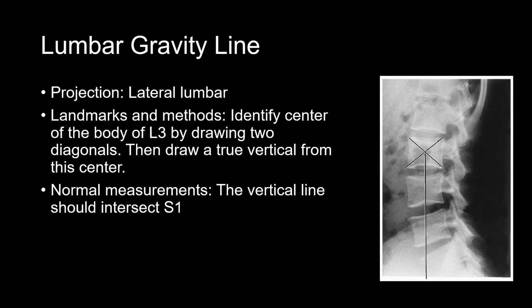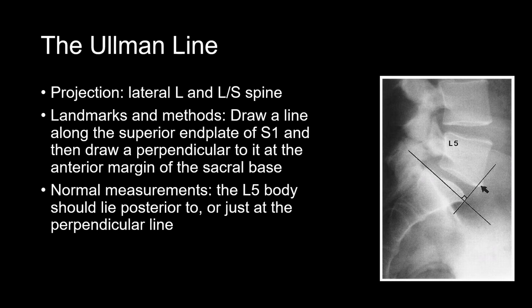The lumbar gravity line is done by finding the center of L3 and drawing a vertical line straight down. That line should intersect S1, especially the anterior third. Here it's a little close to the tip, but it still intersects, so we're good. The Ullmann line is drawn by drawing a line through the sacral base and then a perpendicular line at the anterior aspect of the sacral base, and we're expecting the L5 vertebral body to be at or behind that line. It's a method of determining anterolisthesis.